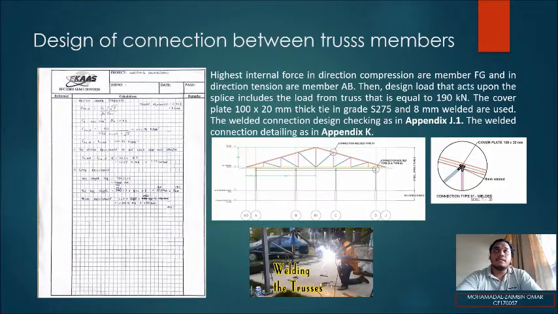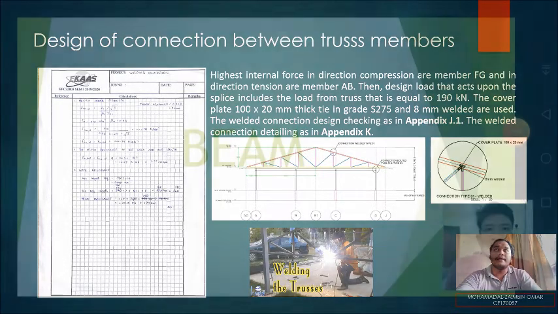As for the design of the connection between members, we use a welded connection, where the cover plate is 110 by 20 mm thick in grade S275 and 8 mm welds are used. The welded connection design checking is in appendix J1. The welded connection detailing is in appendix K.